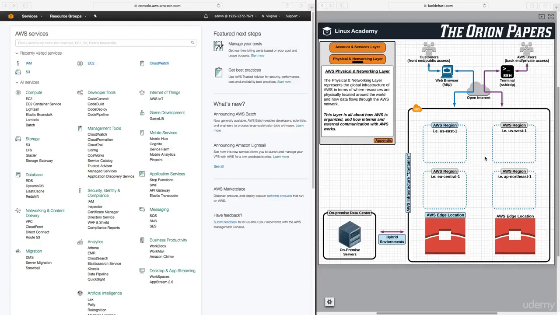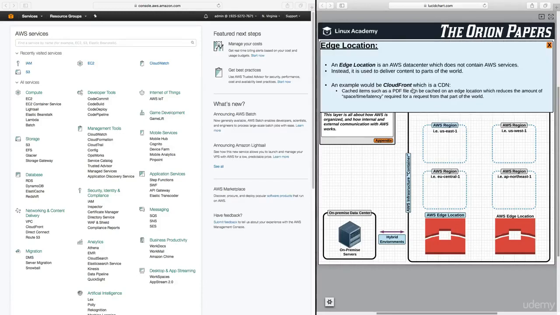But first, before we actually get into the networking inside of AWS, we have to talk about regions and availability zones. AWS, in terms of its global infrastructure, is broken up at the highest level between AWS regions and AWS edge locations. So let's first talk quickly about an edge location.